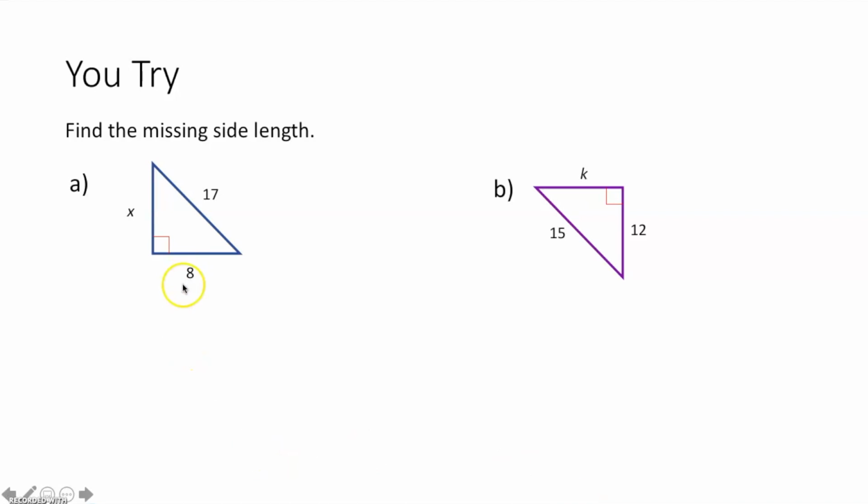You try. Okay, let's do the same thing. So again, since it's a right triangle and we're finding a missing side length, we're going to use the Pythagorean theorem. Which one do we plug in for our c? That's the only one that matters. Well, it's the side that's opposite the 90-degree angle.